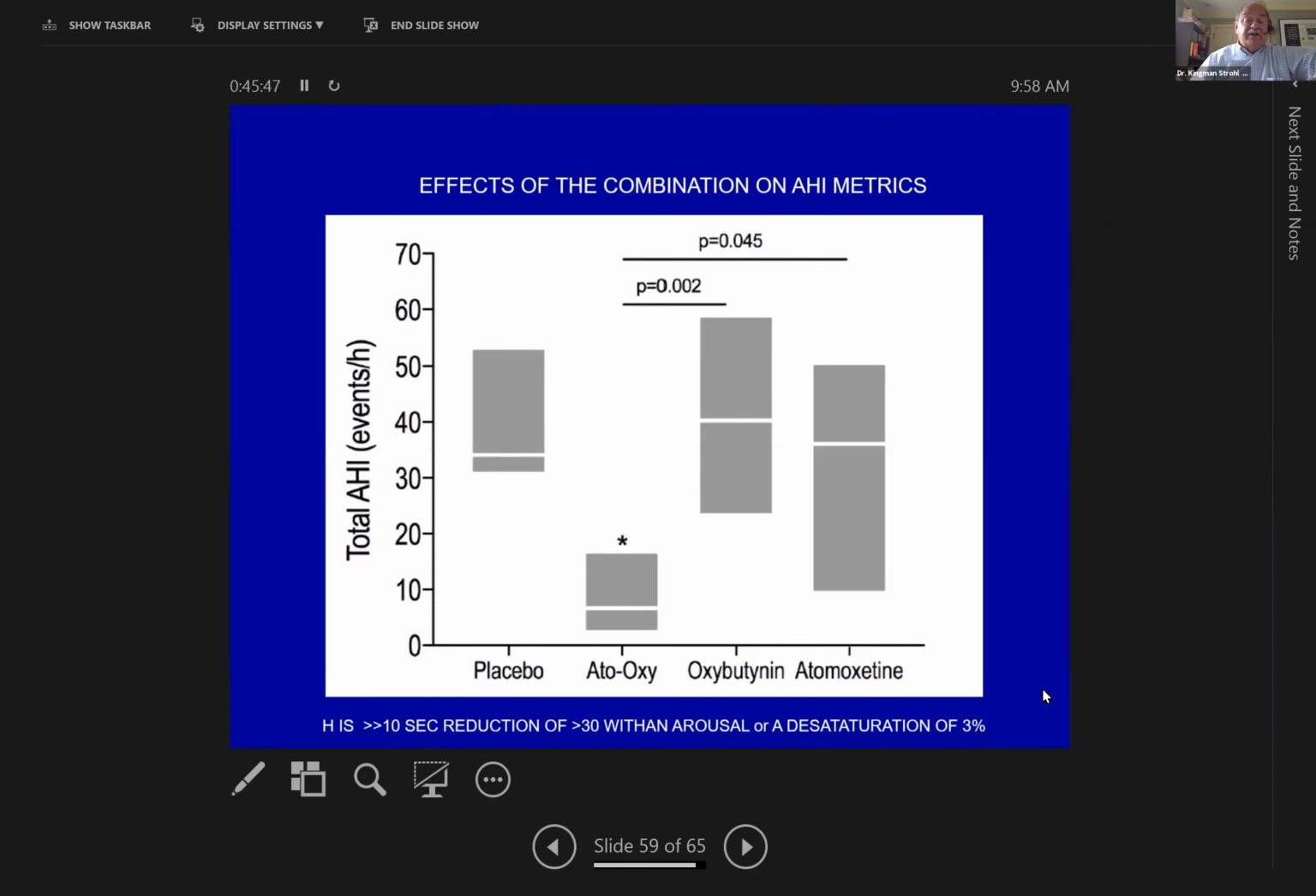You've got a total AHI off on placebo of somewhere around 32 on average. Both together it goes down to somewhere between 2 and 12, but each alone doesn't do it.